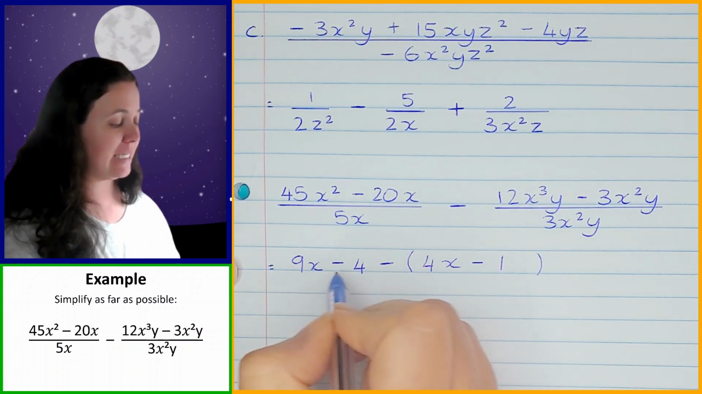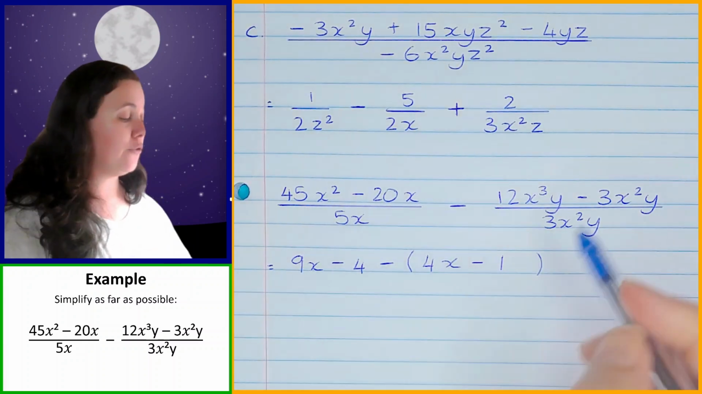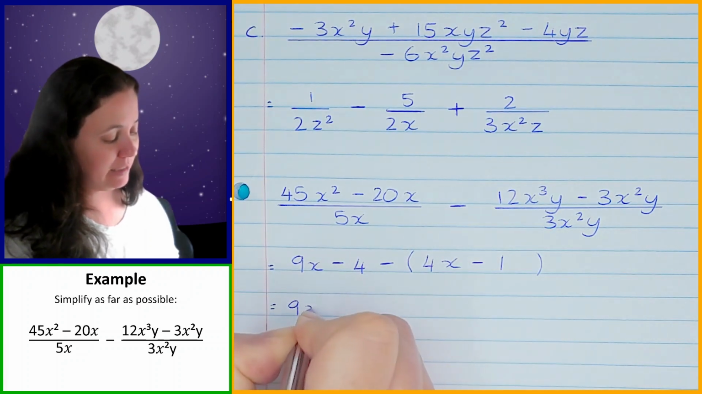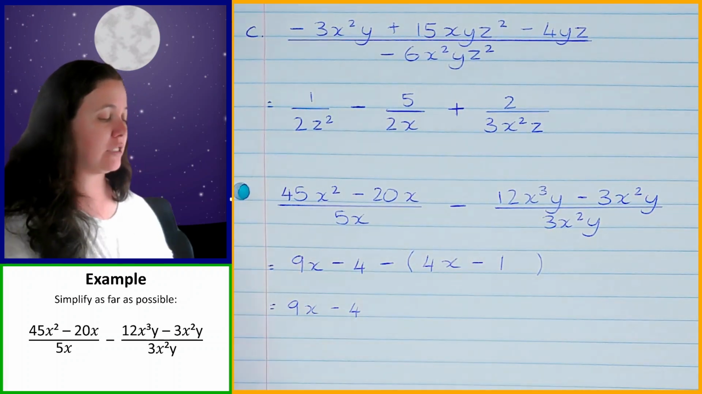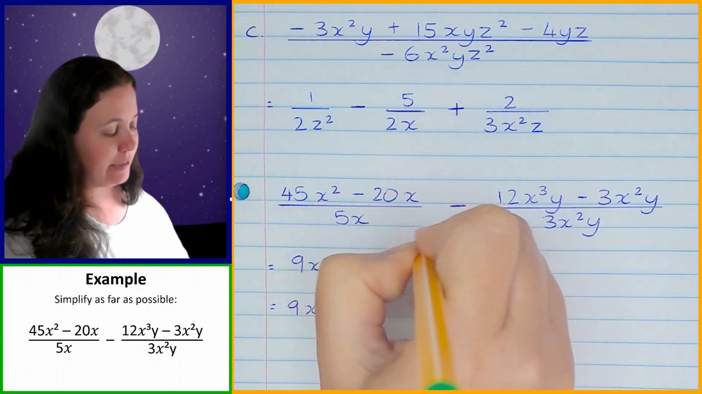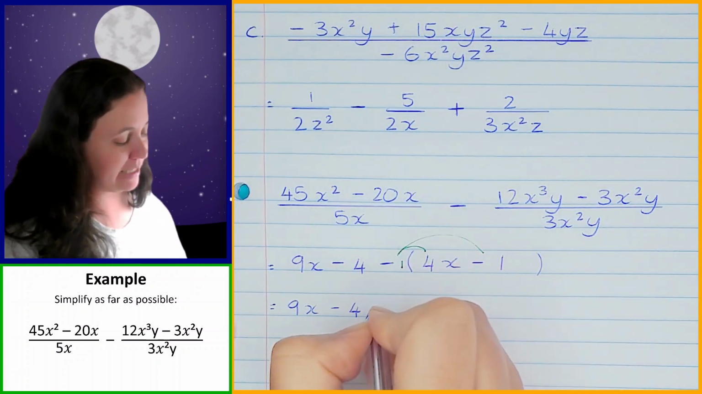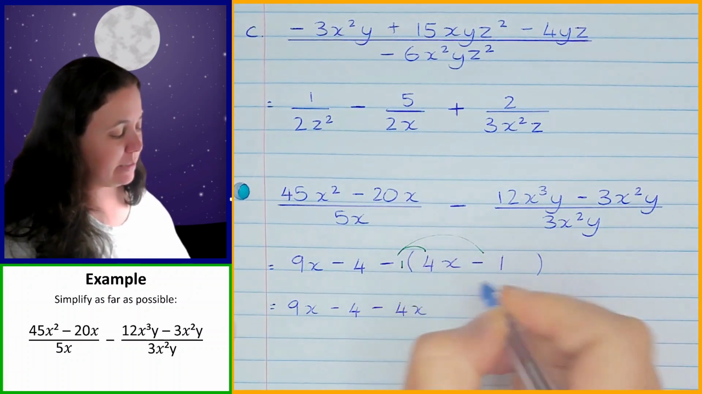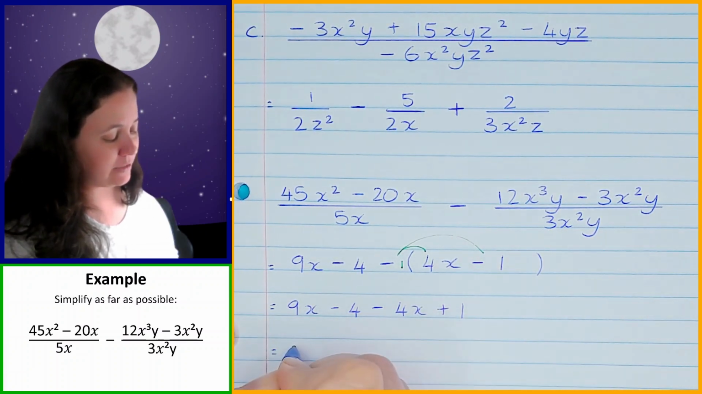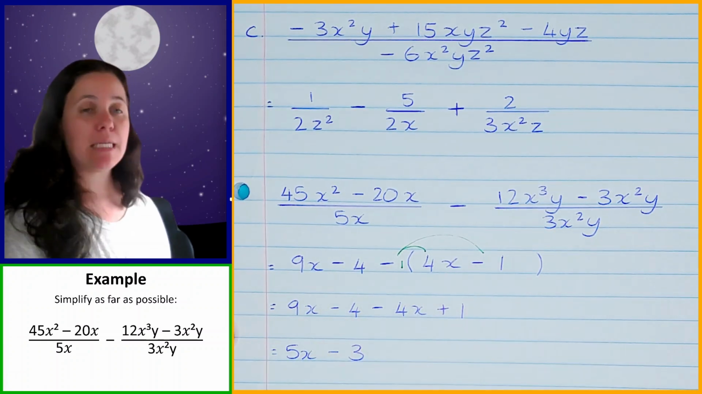But it's not just 9x minus 4 minus 4x minus 1. That 4x minus 1 has to be in brackets because I'm subtracting that whole fraction. This was all part of that fraction. Now I have to get rid of these brackets. So we have 9x minus 4, and then remember when you've got a minus in front of the brackets, it's actually negative 1. So I'm multiplying in here negative 1 times 4x and negative 1 times negative 1. Negative 1 times 4x is minus 4x, and then negative 1 times negative 1 is plus 1. Now I can simplify that. So I've got 9x minus 4x, that's 5x, and minus 4 plus 1 is minus 3. So that's what we should get for that question.